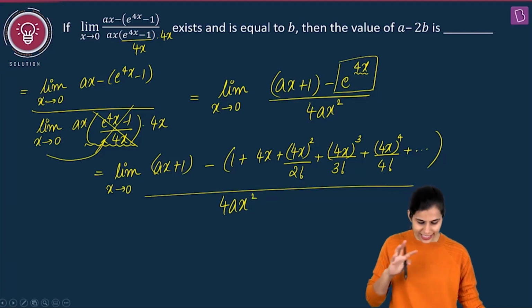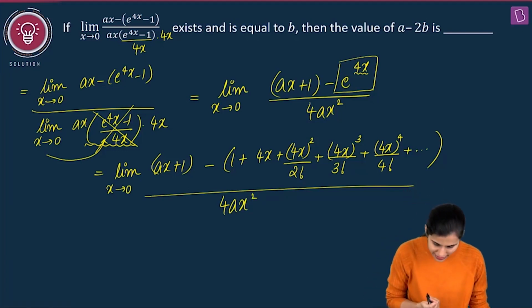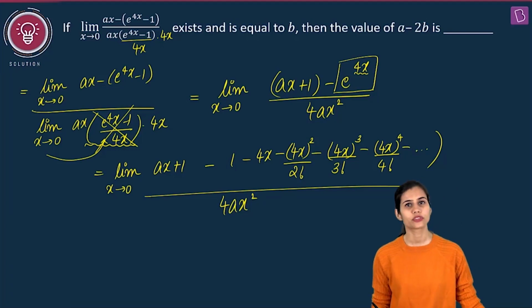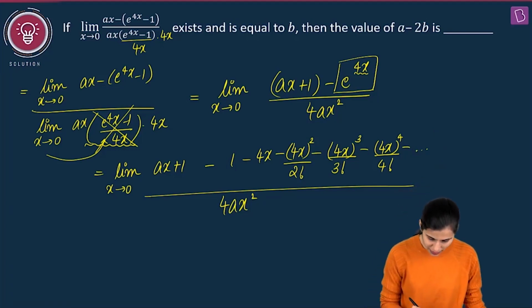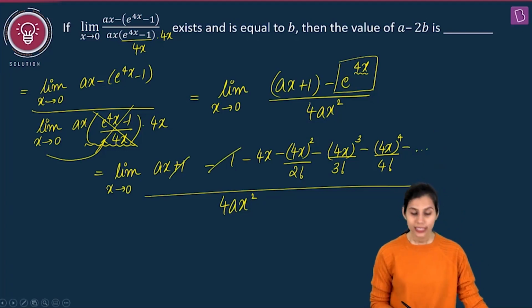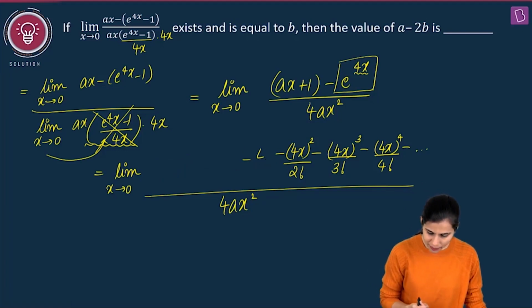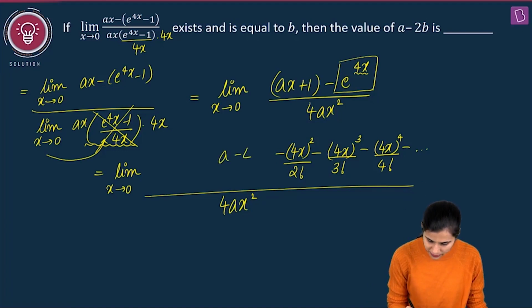Alright, let's simplify the numerator a bit. This is ax plus 1. This is minus 1 minus 4x minus this quantity minus this quantity minus this quantity and so on and so forth. Okay, so plus 1 minus 1 cancels out. ax minus 4x becomes what? a minus 4 into x.